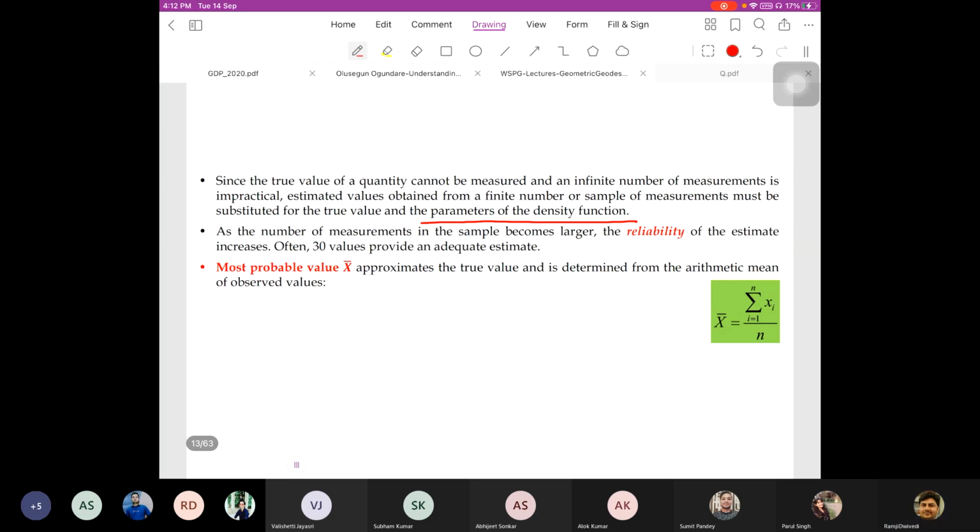Question is clear? Am I audible? Hello? Yes, sir. Tell me, what are the parameters of the density function? How can we move ahead when you are not able to answer this?